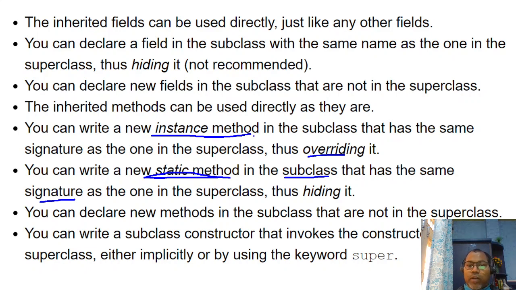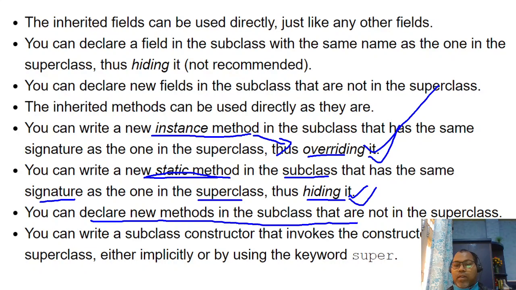Whenever you are overriding an instance method, it is known as overriding. Whenever you write the same name as the superclass static method inside the subclass, it is known as method hiding. So what is method hiding? You are defining the same name as a static method, so it is known as method hiding. You are defining the same name for an instance method in the subclass, known as overriding. You can declare a new method in the subclass that is not in the superclass. Similarly, we have written the display method.